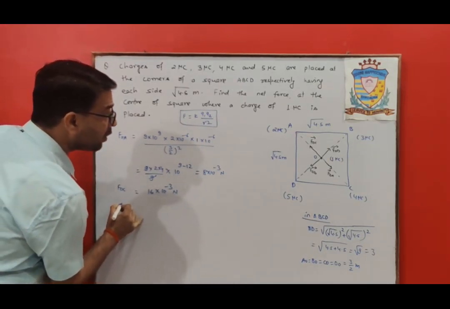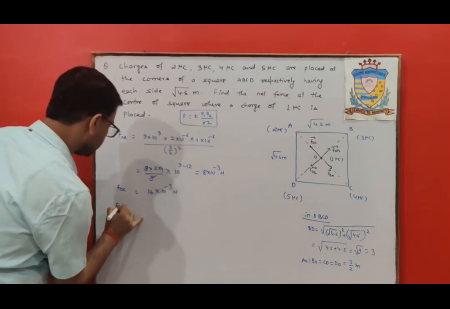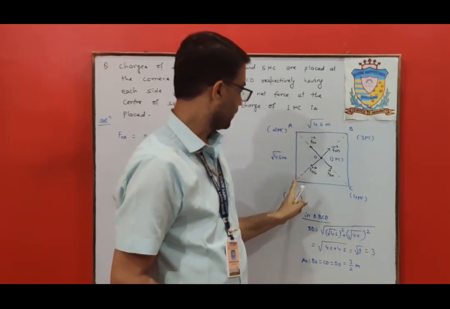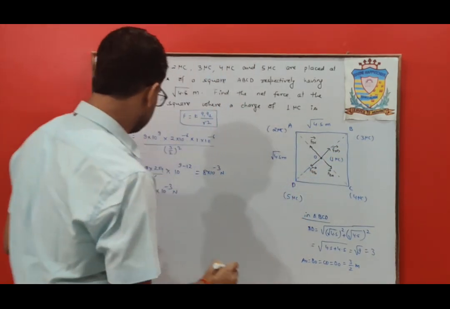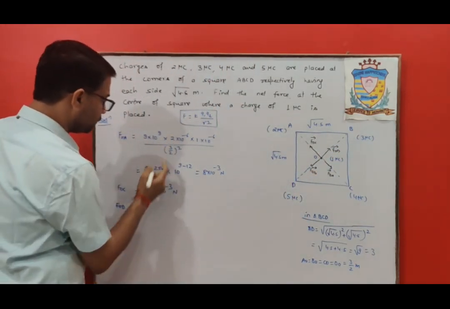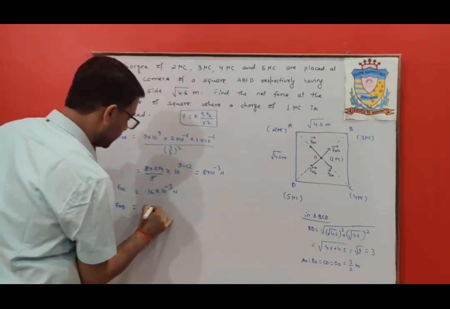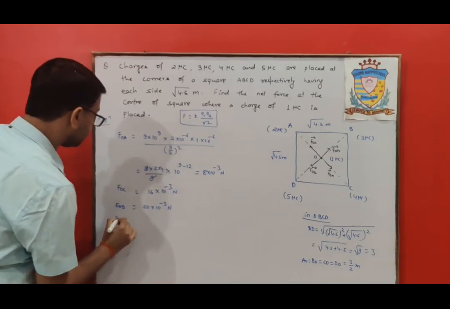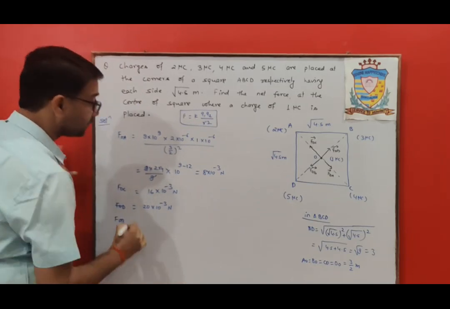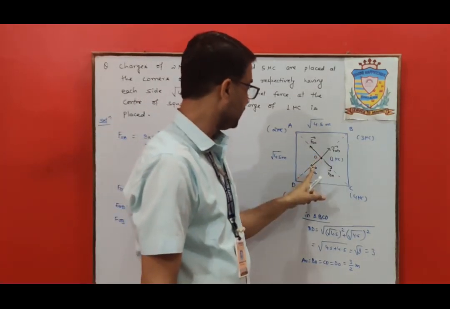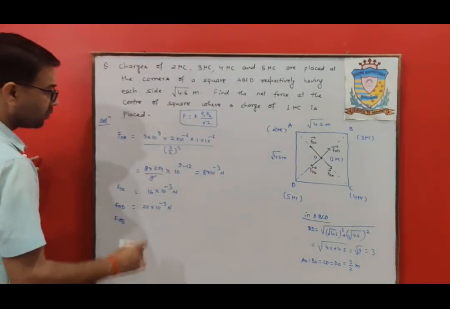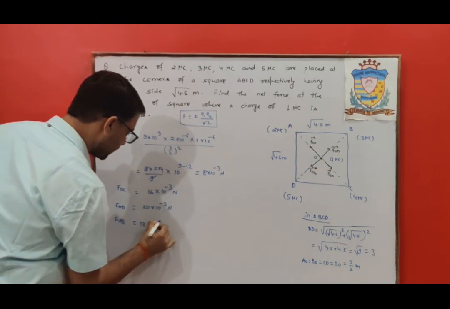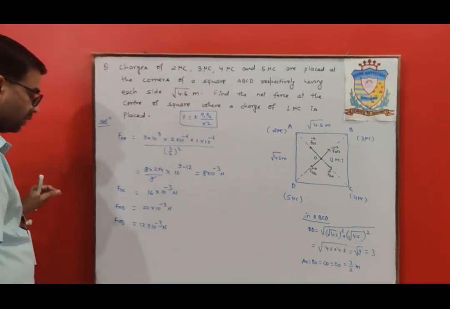Similarly, FOD, whose value is 5, that means 5 into 4, that means 20 into 10 to the power minus 3 Newton. And FOB, that is 3 into 4, that is 12 into 10 to the power minus 3 Newton.